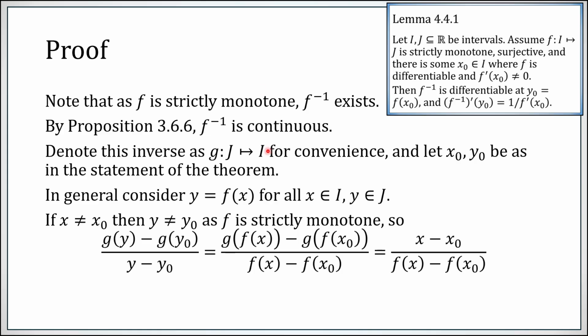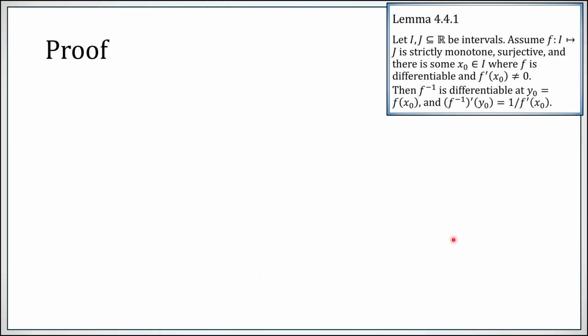So let's work through this difference quotient. G, the inverse function: g of y minus g of y naught over y minus y naught. Well, that's g of f of x minus g of f of x naught over f of x minus f of x naught. But what is g of f of x? They're inverses, so that's x minus x naught. So we've just established this kind of reciprocal identity between g and f.